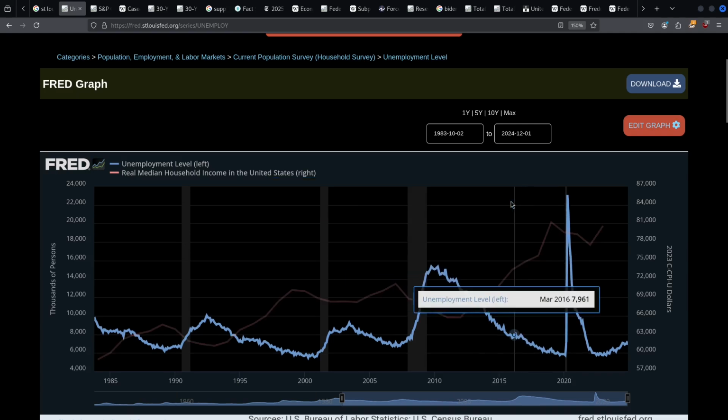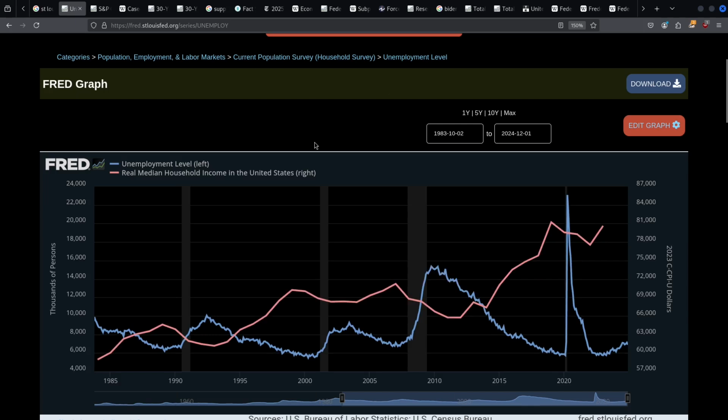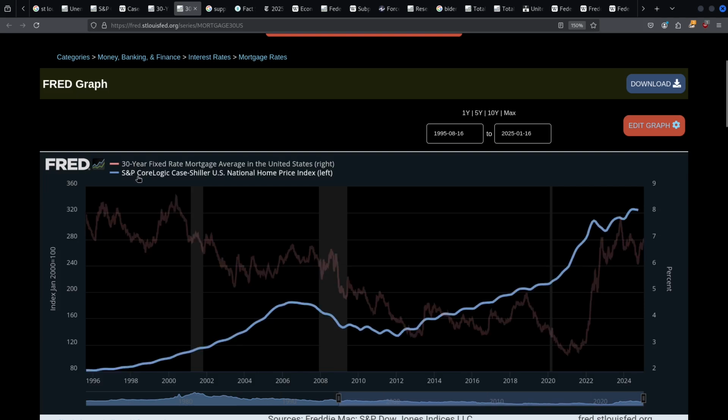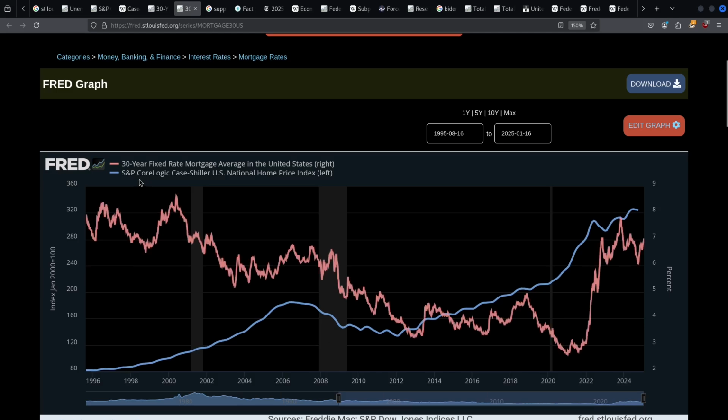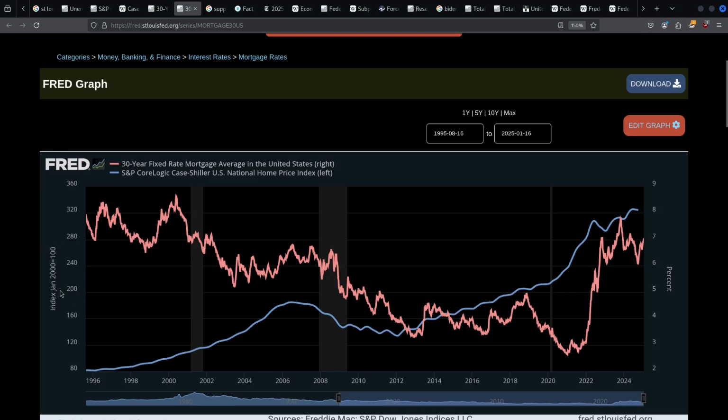Okay? Now let's do this with another one. Not necessarily focusing on unemployment, but we're going to go to the housing market. So here we have the 30-year fixed rate mortgage average in the United States. And then we have the S&P CoreLogic Case-Shiller U.S. National Home Price Index. Here's our index that we're using.